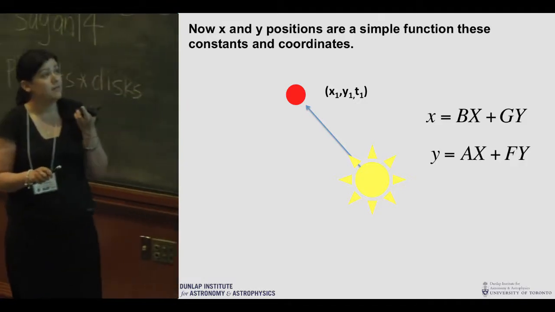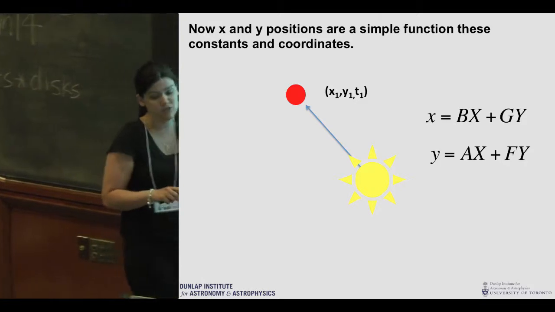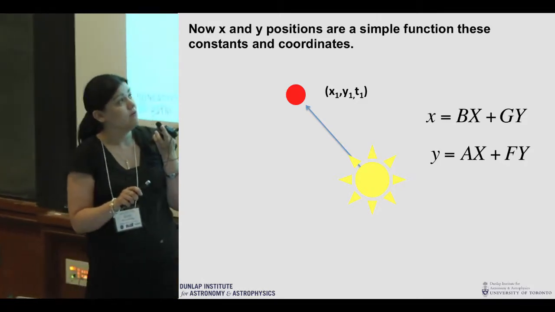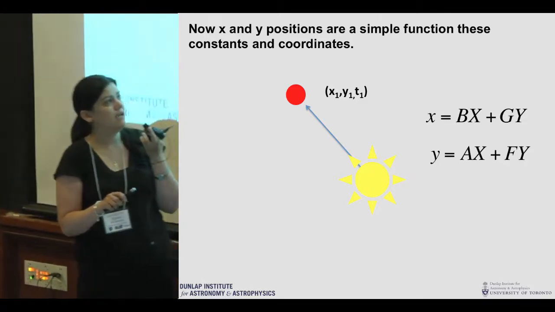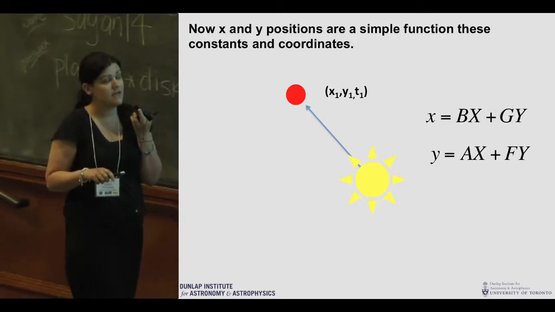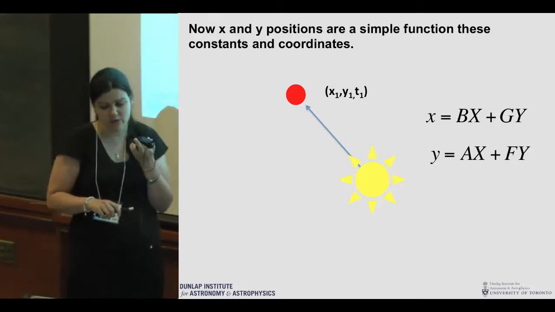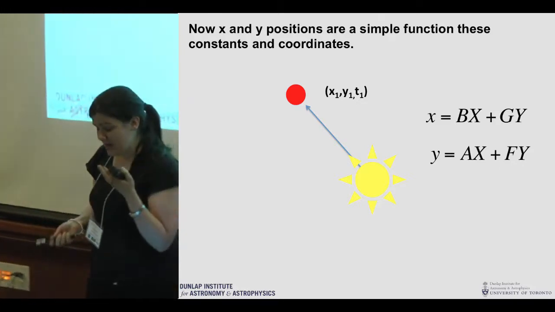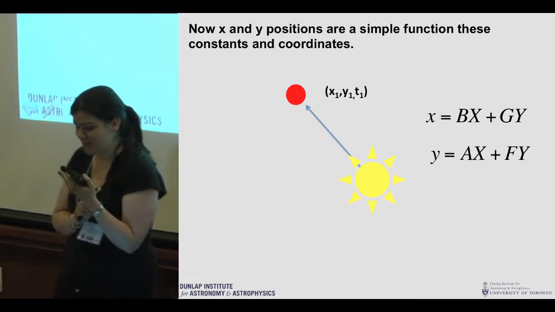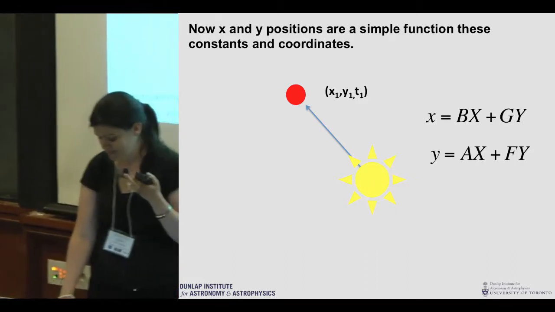So X at any given time can be defined as just the multiplication of these different constants. Or not constant: the B and G and A and F are constants, and then X and Y are your coordinates that have your dynamical information. So this breaks down into fairly simple equations that you can actually use now to finally do your fitting, after you have gone through all this math.